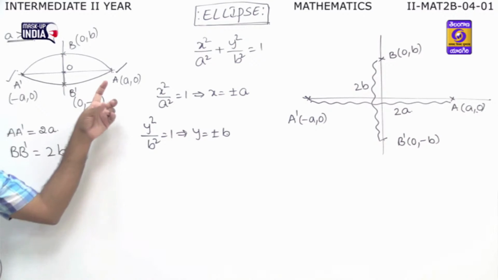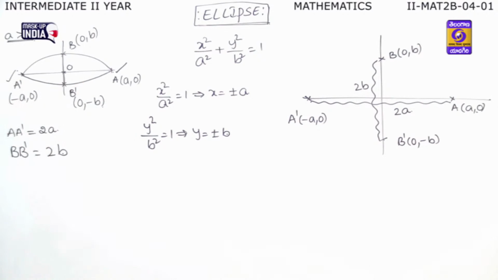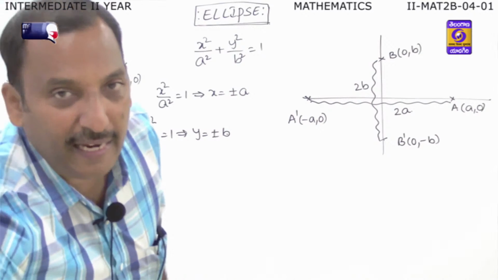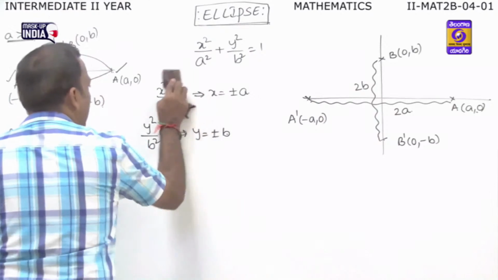For that ellipse, A comma A dash are called vertices, and BB dash is the minor axis. B comma B dash are called extremities of the minor axis. The midpoint of AA dash is the same as the midpoint of BB dash, that is 0 comma 0, and that is called the center of the ellipse. The length of the major axis AA dash is equal to 2a. The length of the minor axis BB dash is equal to 2b. This is the case when A is greater than B.